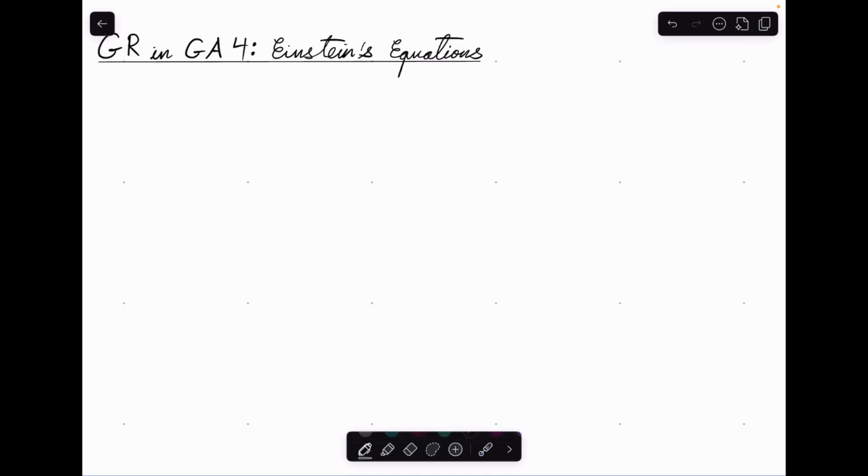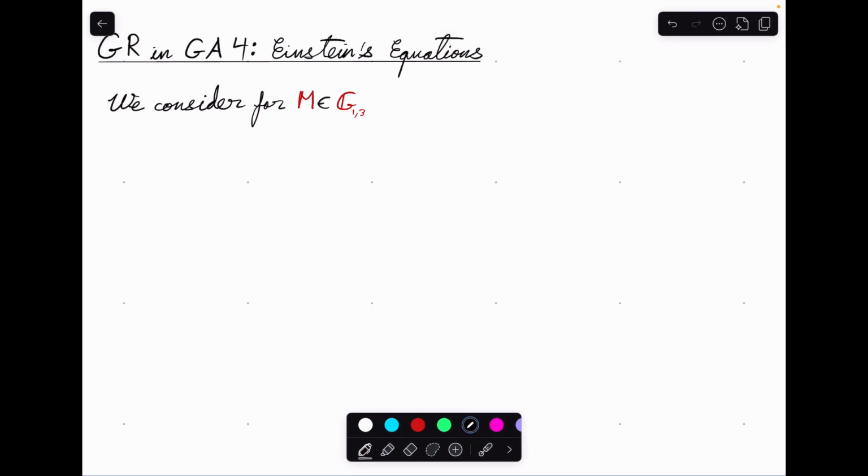Specifically, we consider the following. We consider M, which is just an arbitrary multivector in the spacetime algebra. So now we say that M is just some multivector.